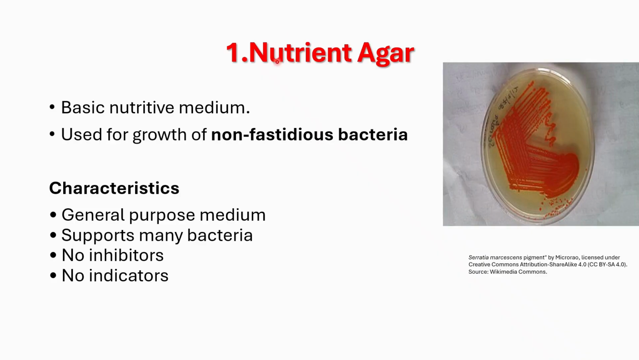First, we will learn about nutrient agar. Nutrient agar is a basic general-purpose culture media used in microbiology laboratories. It contains essential nutrients such as peptone, beef extract, and agar to support bacterial growth. This medium is mainly used for the cultivation of non-fastidious organisms that do not require any special nutrients. Because nutrient agar does not contain any selective inhibitors or differential indicators, it allows the growth of a wide range of bacteria. Here in this picture you can see nutrient agar. The organism is Serratia marcescens.